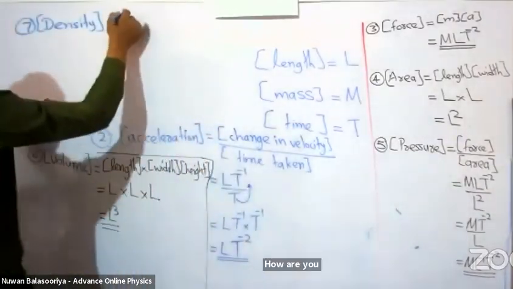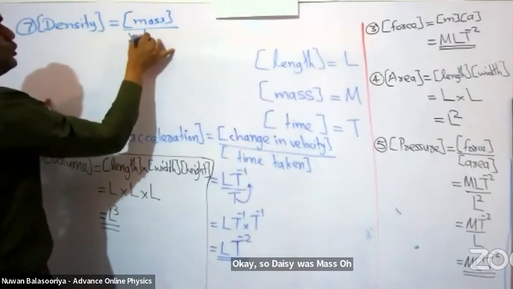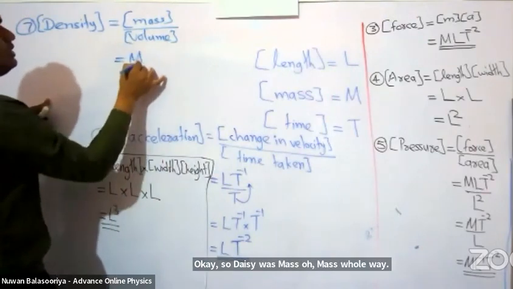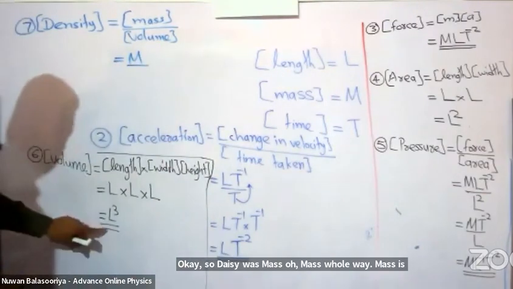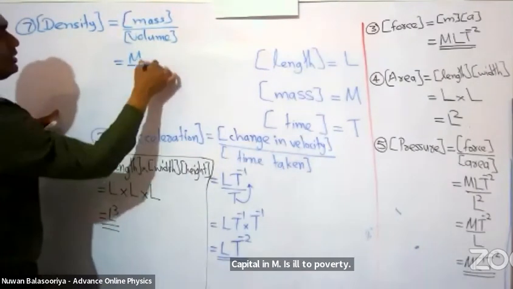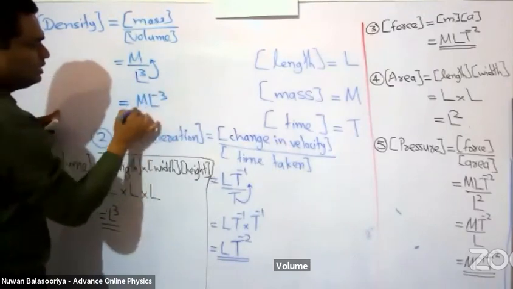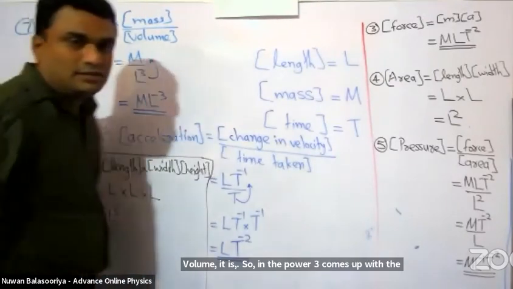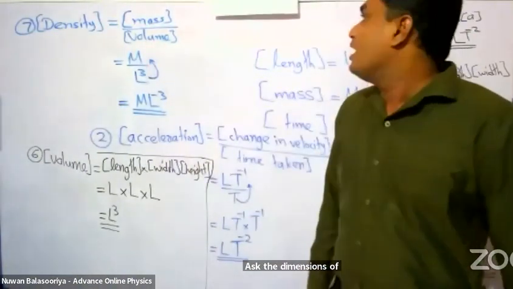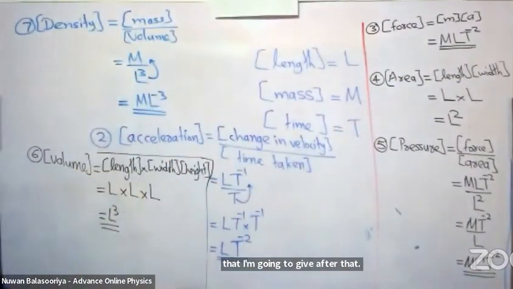Okay. So density equals mass over volume. Mass is capital M. Volume is L to power 3. So L to power 3 comes up with the minus sign. So you get ML minus 3 as the dimensions of density. So this is the last one that I'm going to give. After that, let's discuss some questions. Complete here. Write this one also.